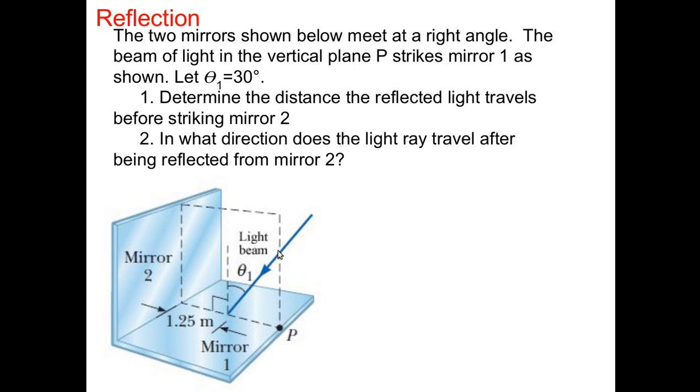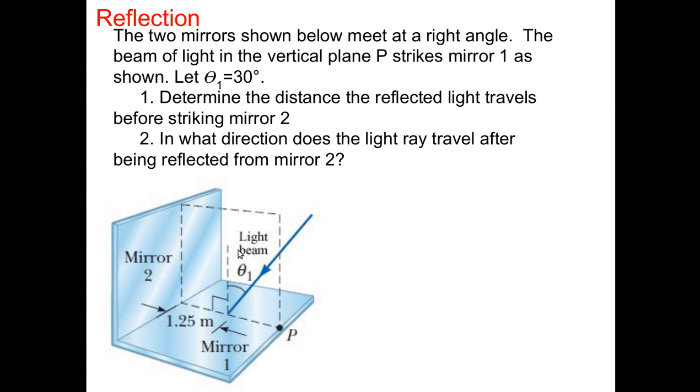So this incident beam is striking mirror 1 at a distance of 1.25 meters from where these two mirrors meet. So I expect this light beam to hit mirror 1 here, and then reflect, and then strike mirror 2, and then reflect again. So we've got two occurrences of reflection right here, 1.25 meters from this corner here. I expect it to reflect and then hit mirror 2 up here, and then reflect again.